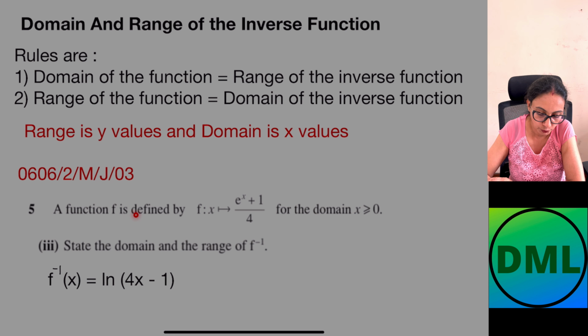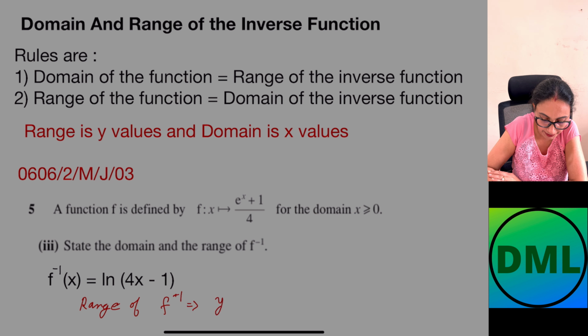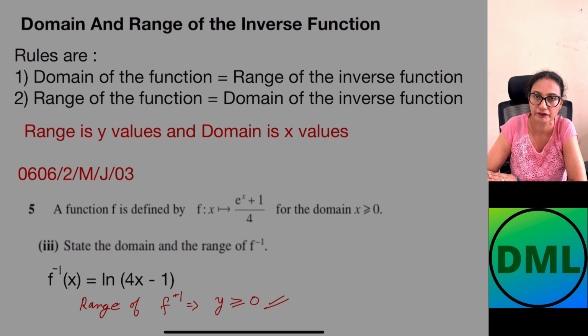We know that the domain of the given function is x is greater than or equal to 0. What is our answer? The domain of the function is the range of the inverse function. So the range of f inverse function is y is greater than or equal to 0, because I am writing down the range. The range are y values. The range of f inverse will be given as y is greater than or equal to 0. This is my first answer for the range of f inverse of x.